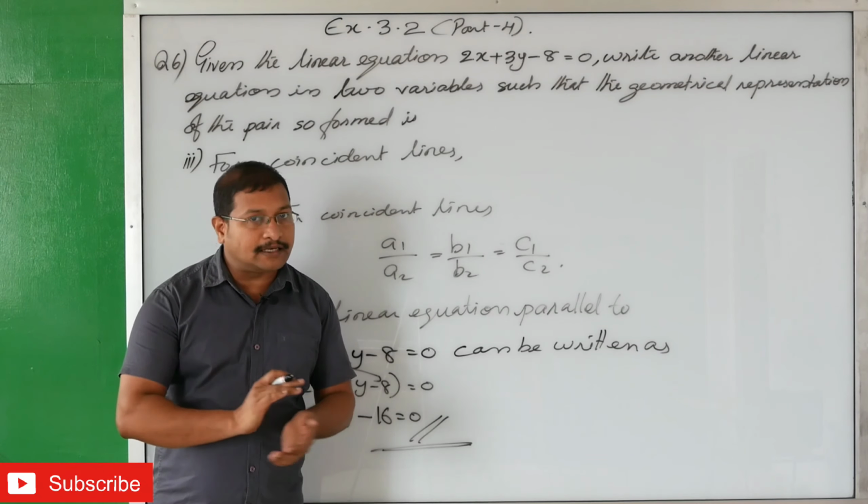I'll read the question once. Draw the graph of the equations x minus y plus 1 equals 0, and 3x plus 2y minus 12 equal to 0. Determine the coordinates of the vertices of the triangle formed by these lines and the x-axis and shade the triangular region.